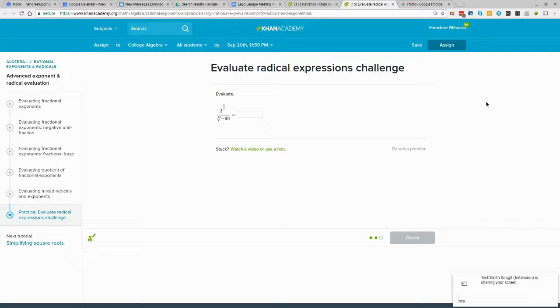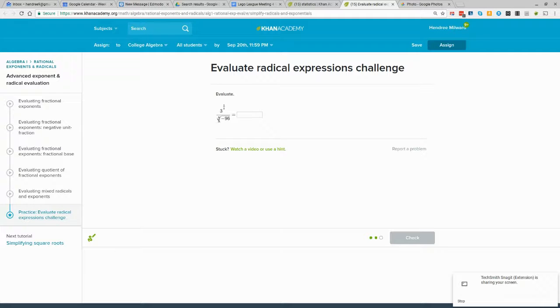Okay, again, evaluate radical expressions challenge. We're working with this complicated skill of kind of factoring out a radical or a rational exponent. Here we have 3 to the 1/5 divided by the 5th root of negative 96. What we recognize is really the 5th root and the 1/5 are the same thing.